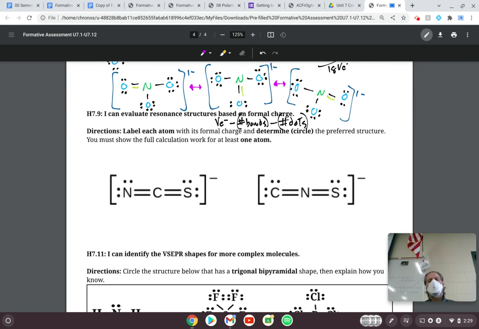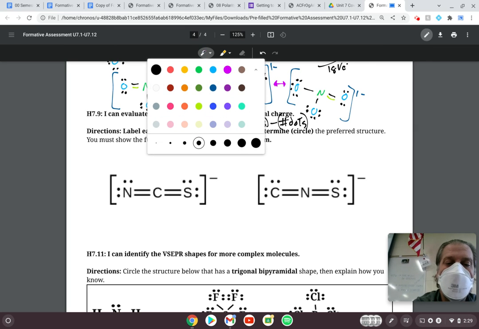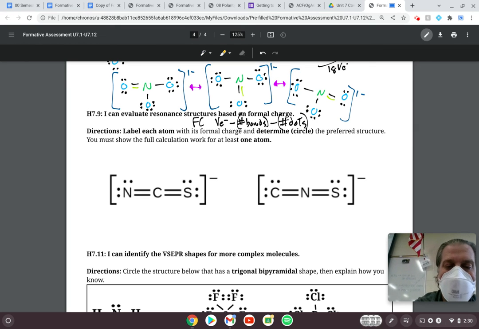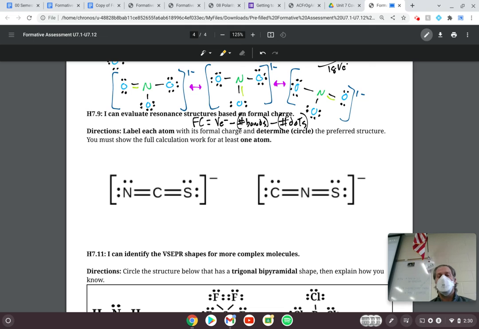The second to last one was identifying the preferred structure based on formal charge. Now remember, formal charge is number of valence electrons minus number of bonds minus number of dots. And the directions say you only have to show the calculation for at least one atom. I'm going to show them for all of the atoms so that we see where I'm getting my information from.